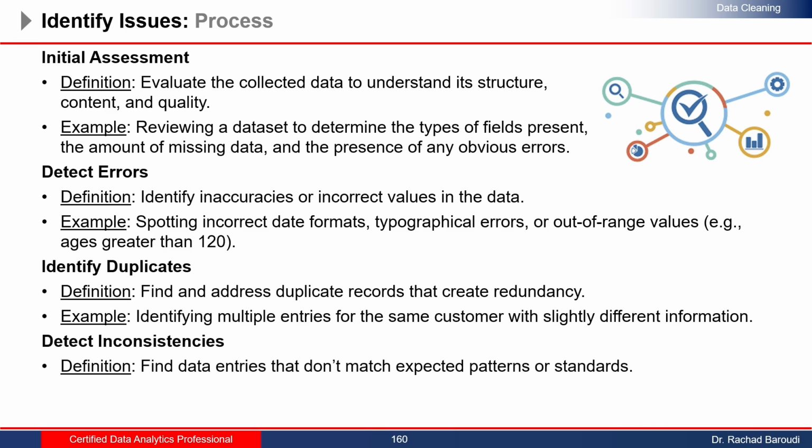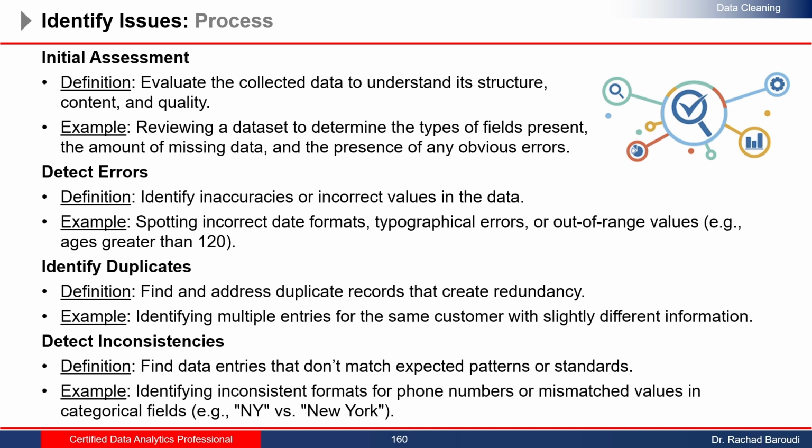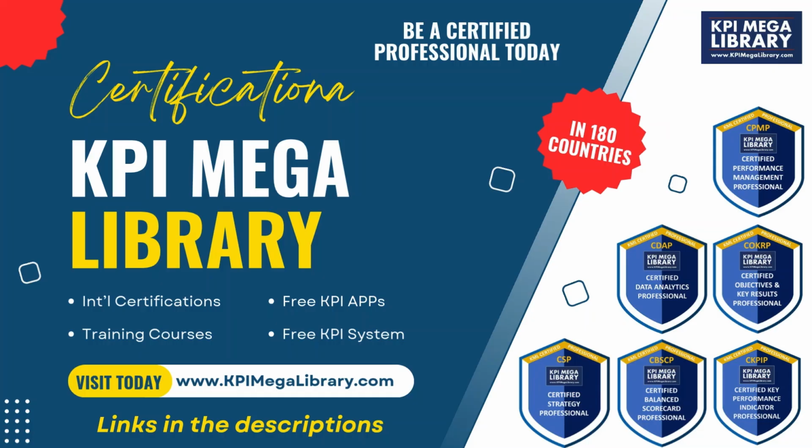Also, we have to detect inconsistencies in the data: entries that don't match an expected pattern or standard. One example is New York versus New York with a different spelling, or mismatched entries, or phone numbers that have only five digits, for example.